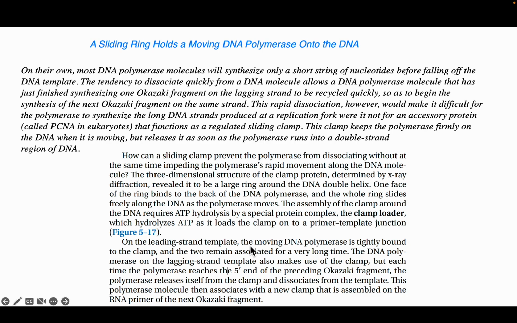On the leading strand, the moving DNA polymerase is tightly bound to the clamp and the two remain associated for a very long time. The DNA polymerase on the lagging strand also makes use of the clamp, but each time the polymerase reaches the 5' end of the preceding Okazaki fragment, the polymerase releases itself from the clamp and dissociates from the template.